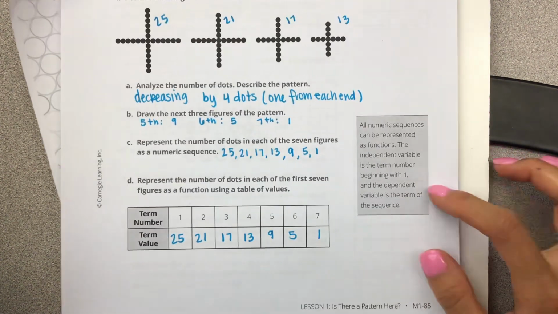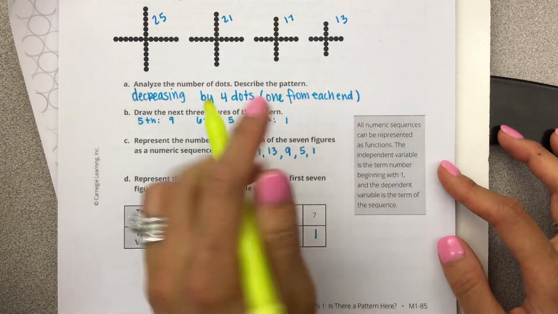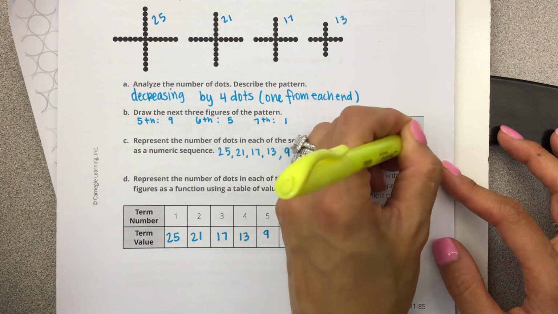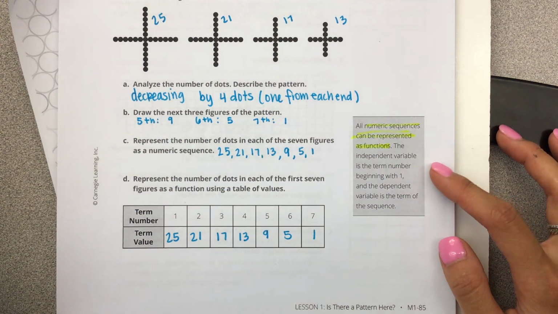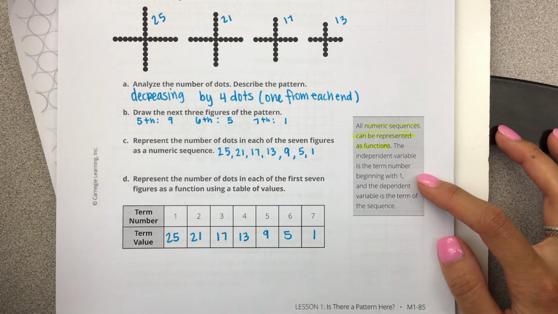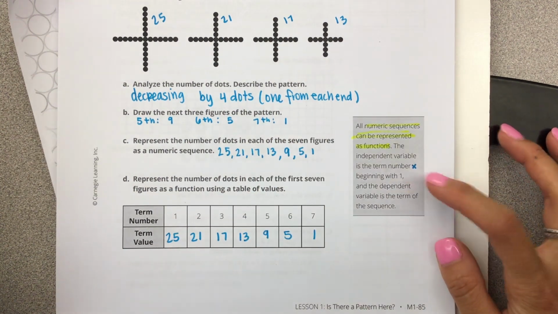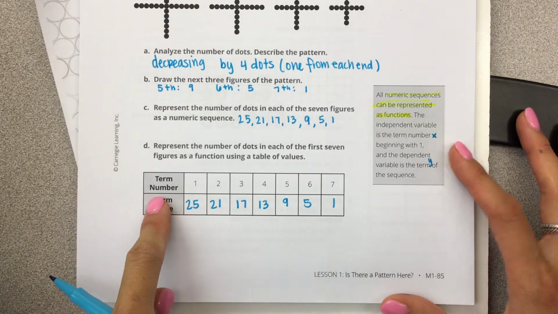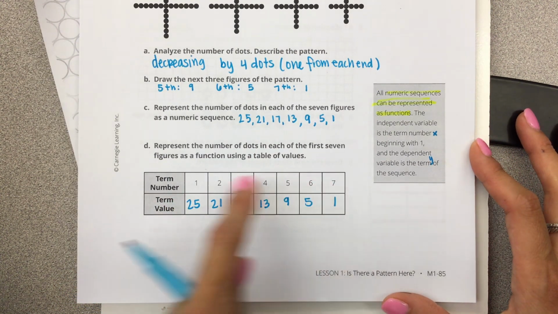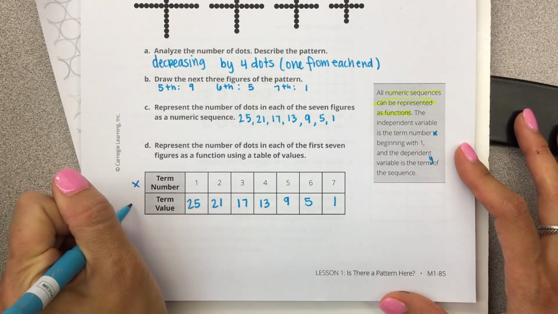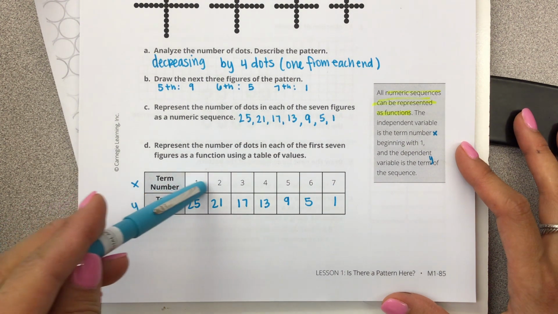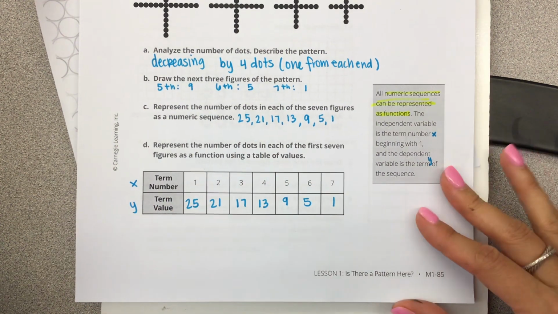Okay, over here, this part's important. All numeric sequences, so all these patterns, will be functions. Remember, we just came off of the test that had functions or not functions. And that is because the independent variable is the term number, that's your x, beginning with 1, and the dependent variable, that's your y, is the term of the sequence. And so looking here, term number 1, 2, 3, 4, 5, 6, 7, those are your x coordinates. Term values, your y coordinates. So all our sequences are going to be functions. They would all pass the vertical line test because each input, the term number, goes to one output.